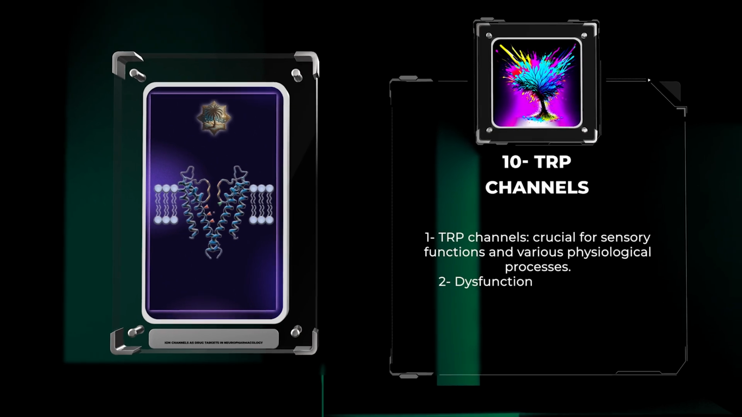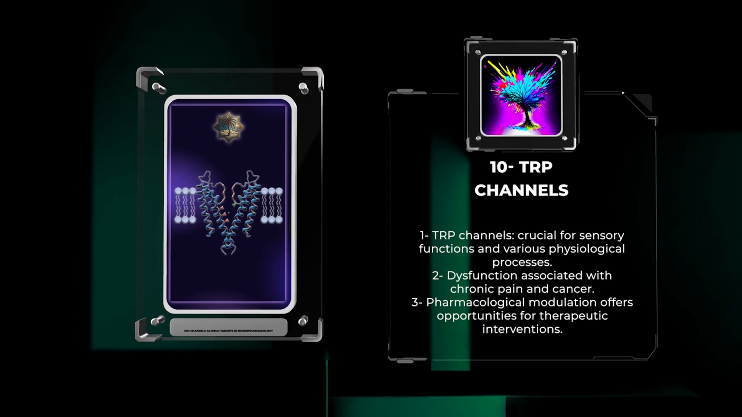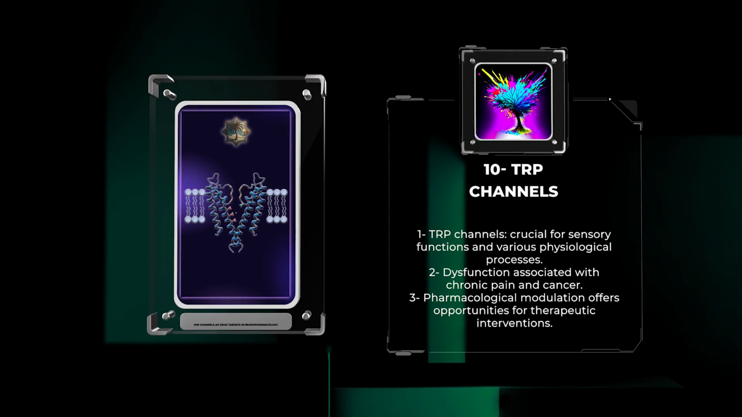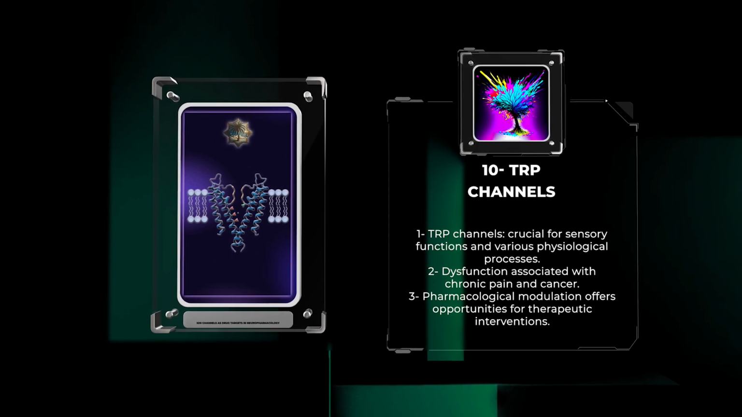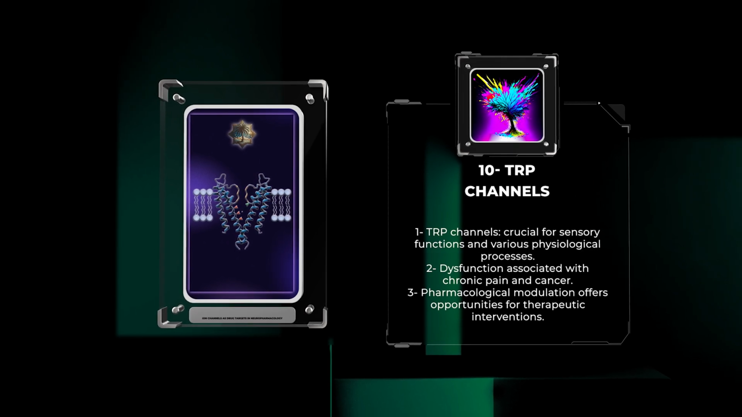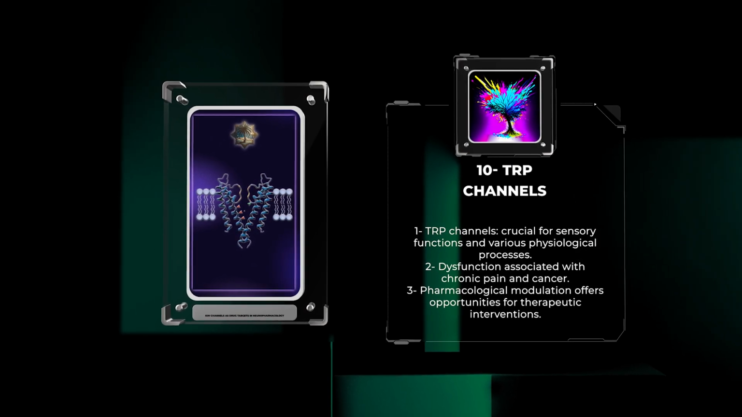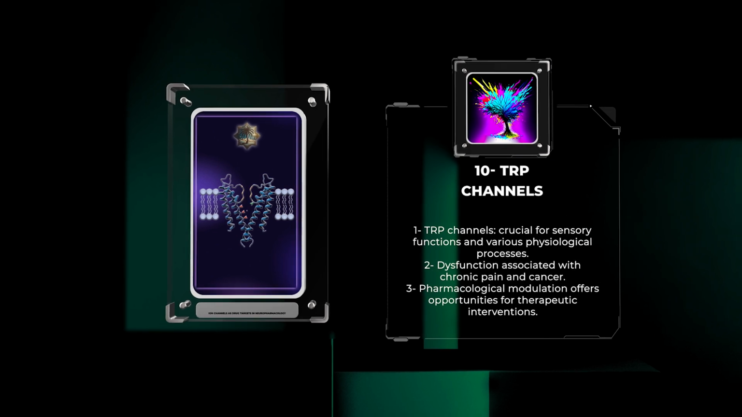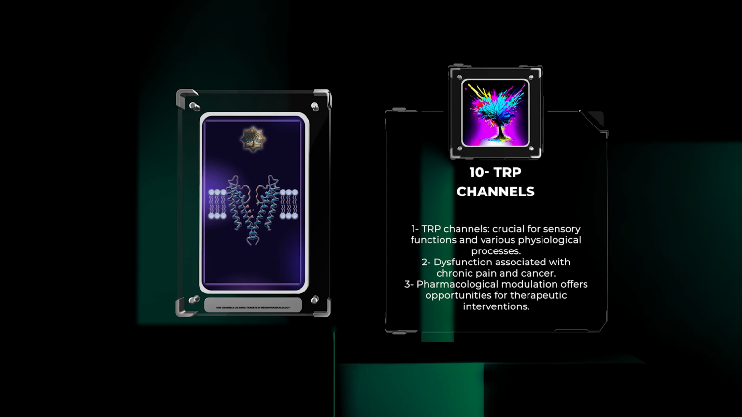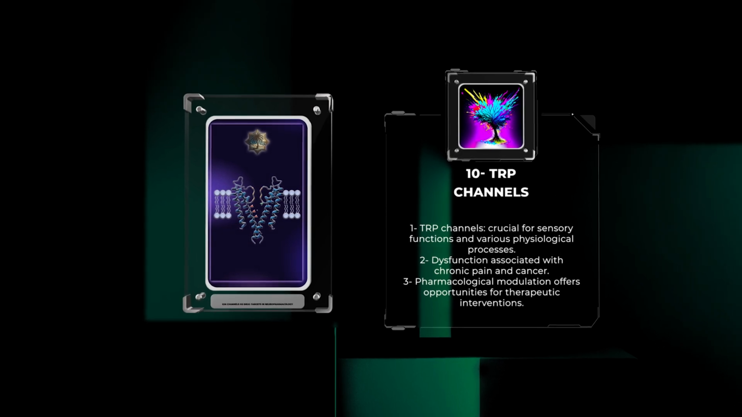In the video on TRP channels as drug targets in neuropharmacology, we will explore the fascinating world of transient receptor potential, TRP, channels. These channels are crucial for sensory functions and have important roles in various physiological processes. Dysfunction of TRP channels is associated with diseases like chronic pain and cancer. Pharmacological modulation of TRP channels offers promising opportunities for therapeutic interventions, including the treatment of chronic pain and potentially targeting cancer cells.